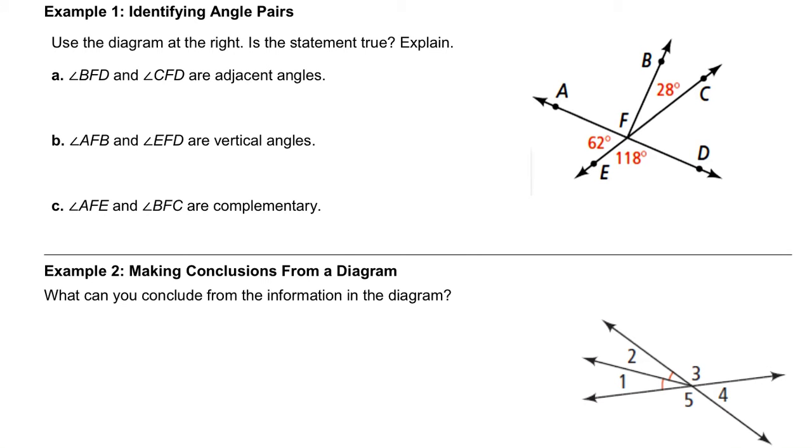Okay, so getting to the examples for 1.5. Example 1 talks about identifying angle pairs. So I'm going to name two angles, and you're going to tell me if the statement is true based on the two angles and the relationship I give you. So part A, BFD and CFD.